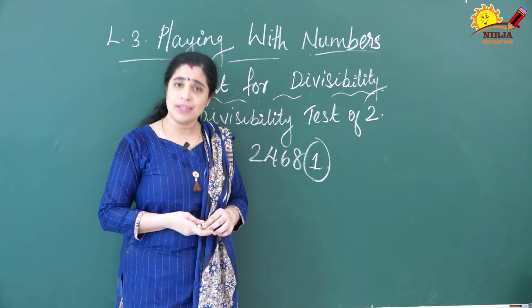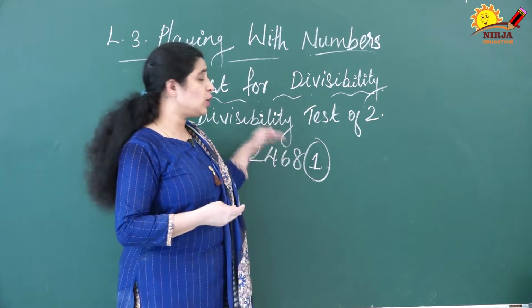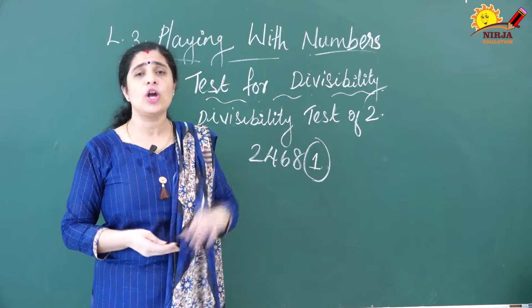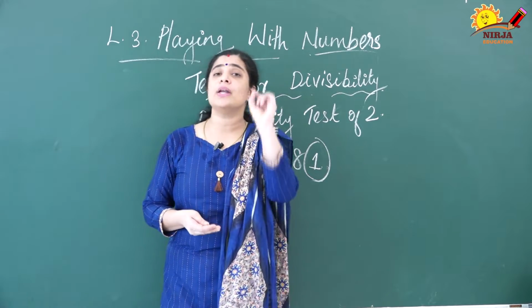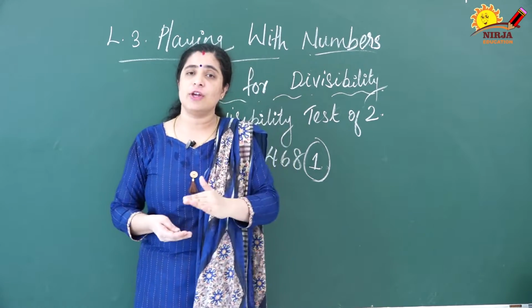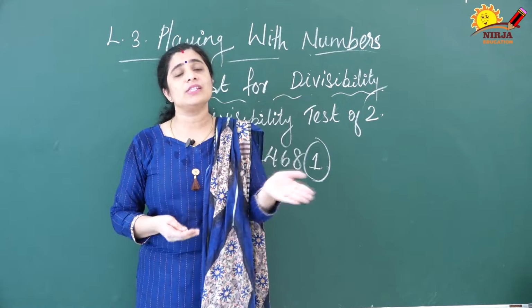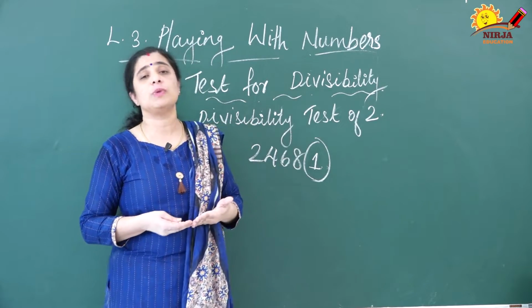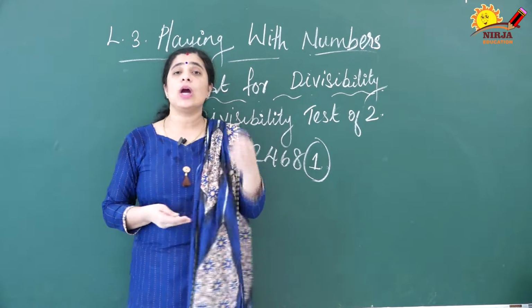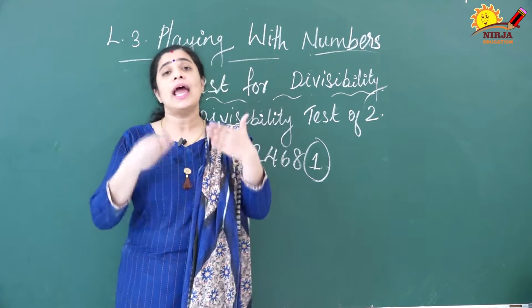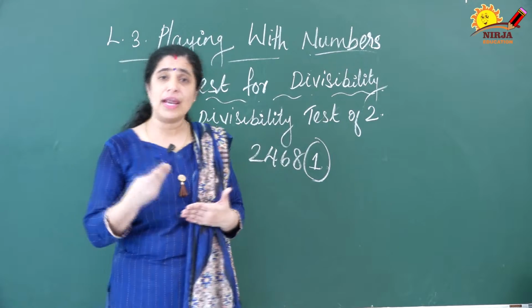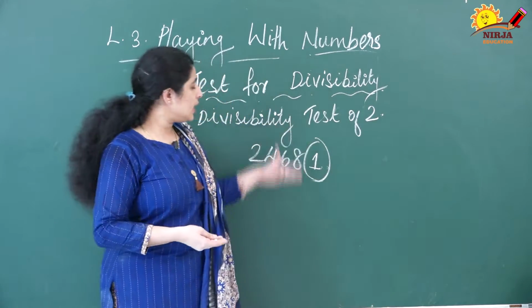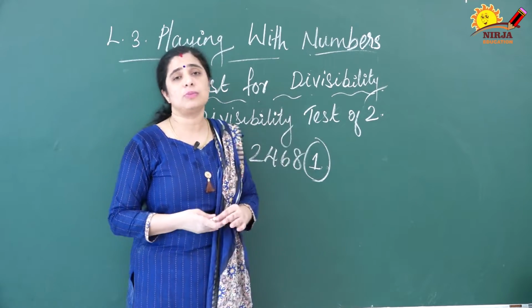Is it easy? Yes, it is easy. Like this way you can check whether the number is divisible by 2 or not. Just you have to check the number in the ones place. If it is even, it means divisible by 2, otherwise if it is odd, it is not divisible by 2. It will be easy when you are doing the prime factorization and when you have to find the HCF and LCM of the number. That we are going to discuss in the next video. Here we are going to discuss only the divisibility test.